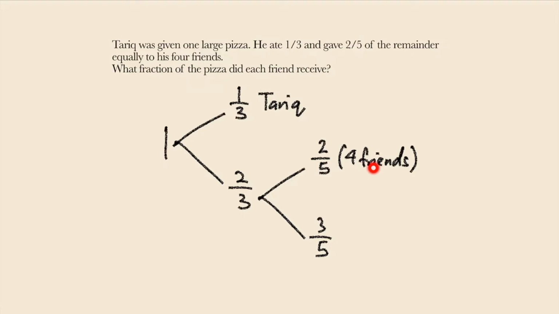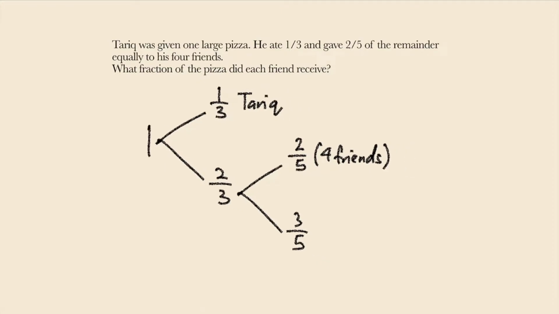So again, quite similar to the previous 2 questions, we need to first find out what fraction of the total was given to his 4 friends. Now the connection is from here, 2/5 to 2/3. For this question, we are not dealing with this bottom branch here. So understand that not every question will look the same, yeah?